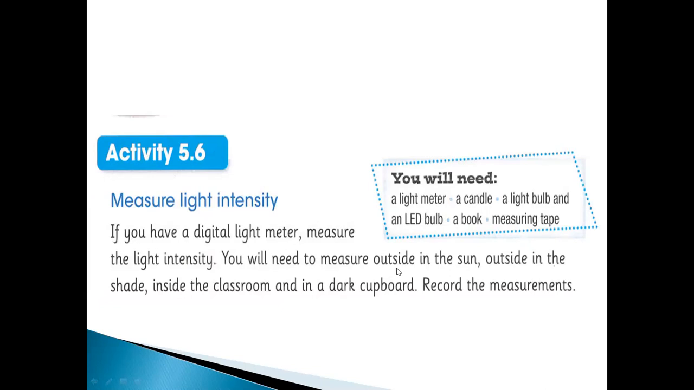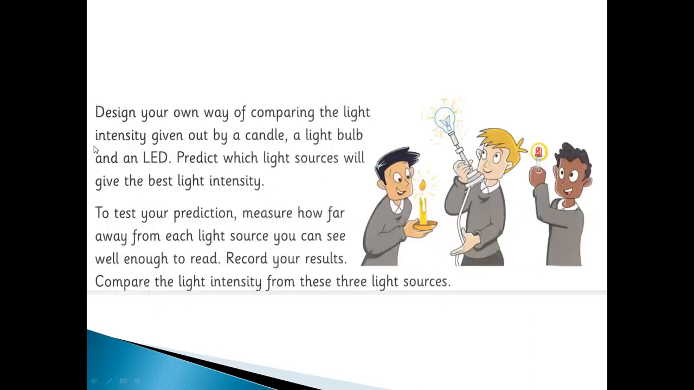Okay, you will need to measure outside in the sun, outside in the shade, under the tree, any shaded place. First of all, outside in the sunlight. After this, come inside the classroom and go to the dark cupboard. Dark cupboard means there isn't light. Record the measurements using the digital light meter. Design your own way of comparing the light intensity given out by a candle.